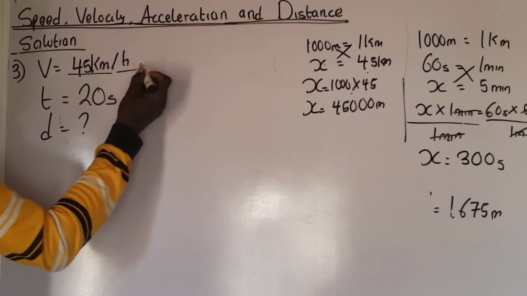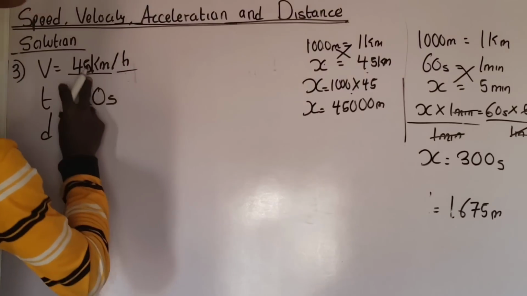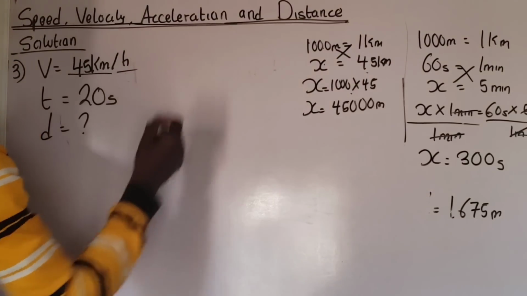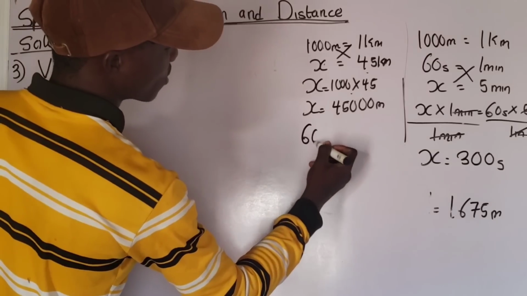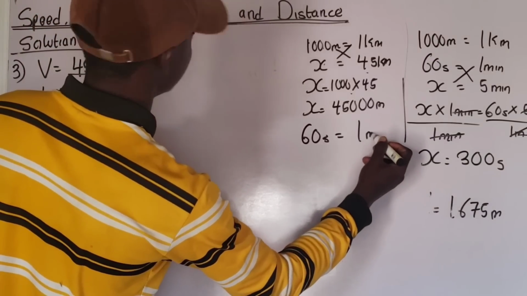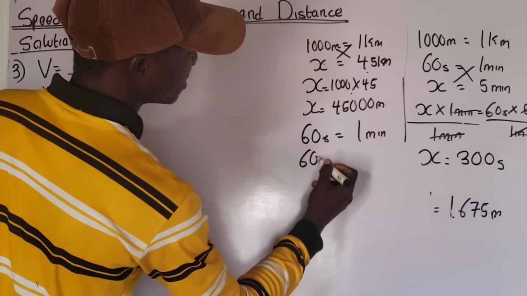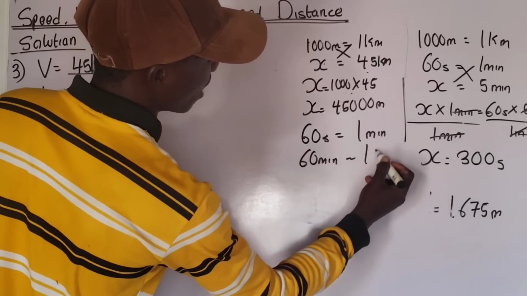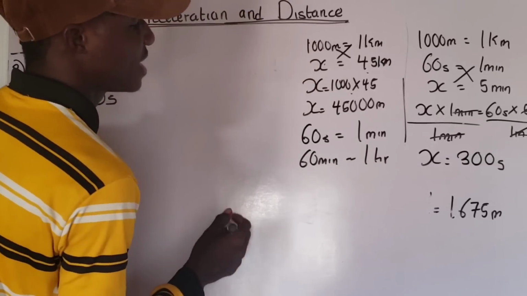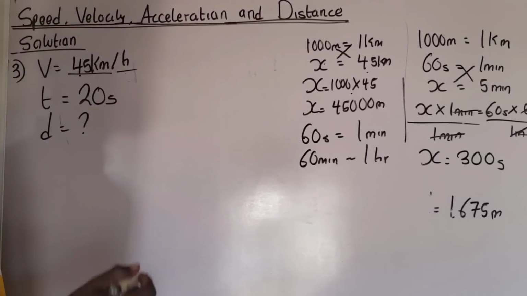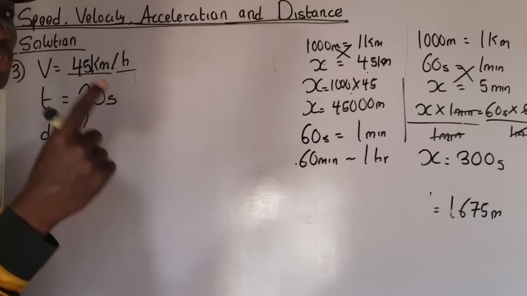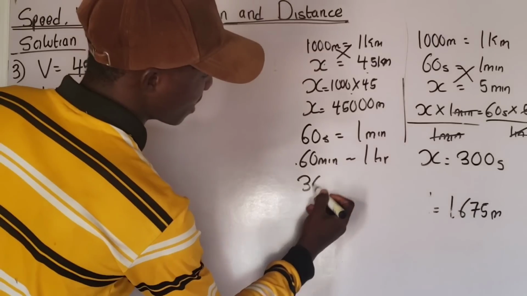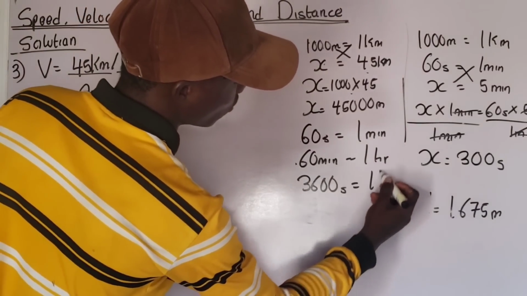Okay. So now, having gotten 45 kilometers equals 45,000 meters, don't forget that 60 seconds equals 1 minute, okay? And 60 minutes equals what? 1 hour. Therefore, to get how many seconds equal 1 hour, that means 60 times 60 equals 1 hour. That will be what? 3,600 seconds, okay? So I'm going to have 3,600 seconds equals 1 hour.